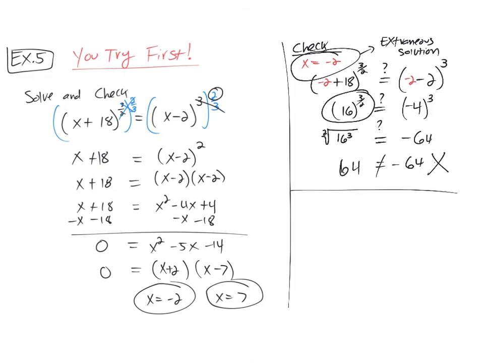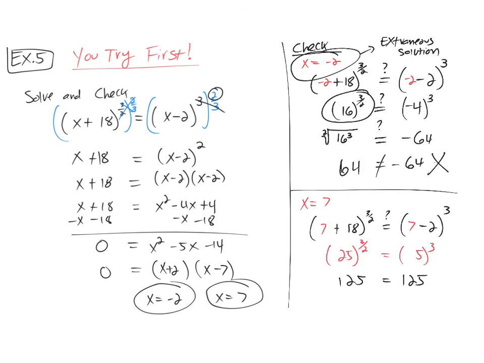I'll show the next one here. And similarly, we can see that 125 equals 125 by substituting 7 into the equation and solving. So x equals 7 is the only solution. This is the only solution to this.